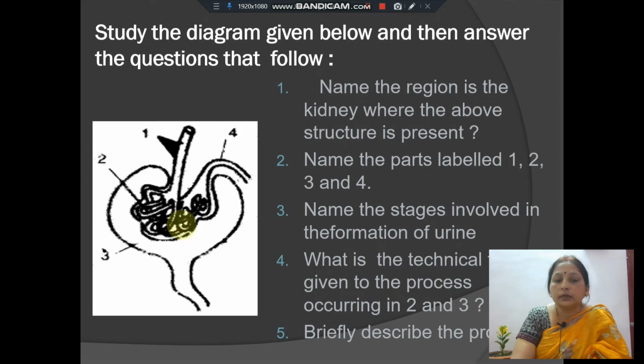And this filtration happens because the efferent arteriole is narrower than the afferent arteriole, that is 4 is narrower than 1. So the blood gets accumulated in the Bowman's capsule and it creates a hydrostatic pressure. Because of this pressure, the urine along with other ions and substances gets filtered through the Bowman's capsule. Next, moving to the next question.